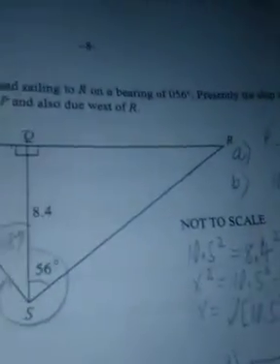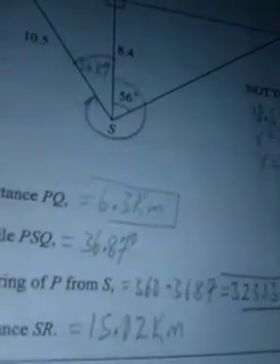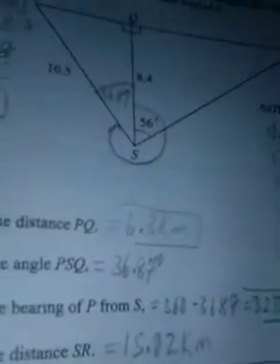The distance SR. So this is SR right here. I'm going to redraw this, and this is what I end up with. The calculation is very simple. I have theta, I know 56 degrees. I have the hypotenuse and the adjacent, therefore I must use cosine. Cosine of 56 is equal to 8.4 over y. I cross multiply, I get y cosine 56 is 8.4. Divide both sides by cosine 56, and the answer came out to be 15.02 kilometers.